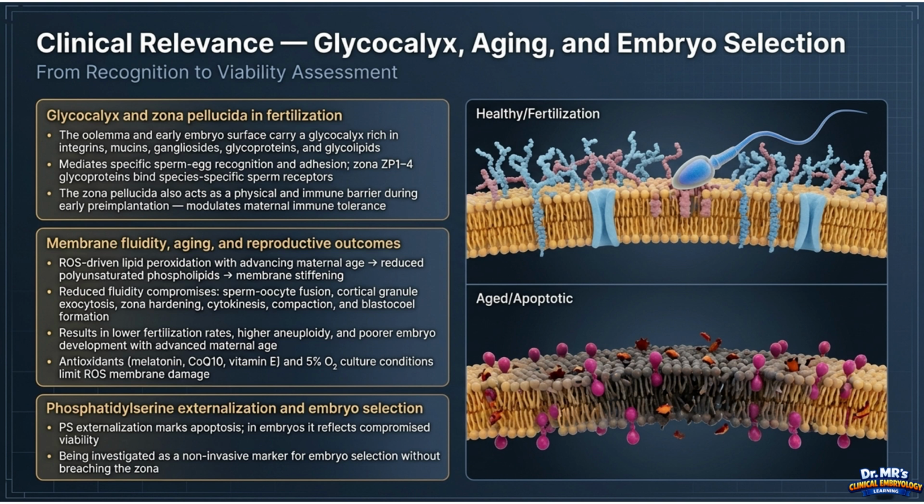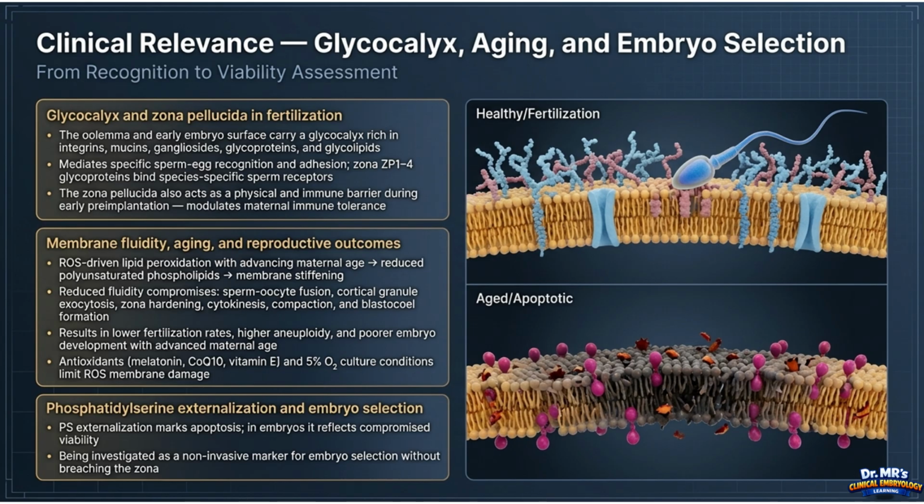The relationship between membrane fluidity and reproductive aging is one of the most clinically important stories in modern reproductive medicine. With advancing maternal age, reactive oxygen species accumulate in the follicular environment and inflict damage on the polyunsaturated fatty acids that are abundant in oocyte membranes. Lipid peroxidation converts flexible, fluid membranes into stiffer, more viscous structures. The consequences cascade through every membrane-dependent event in oocyte and embryo biology.